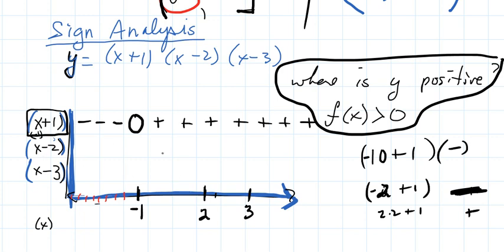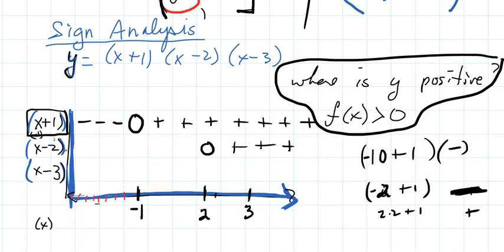So x minus 2, we said that at positive 2, this is 0. So let's put a 0 there above positive 2. You see that? Right above. We'll put that 0 there. And then if x is something like 3, 3 minus 2 is a positive 1. So everything to the right of that x value is positive. So I fill those in.